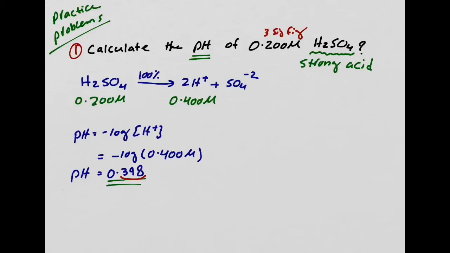So that's one type of problem you can have. If I give you a strong acid or a strong base, it's easy because it's 100% dissociation. So all you have to do, you have hydronium or hydroxide concentration, and you can figure out the pH or pOH. Ready for next one?